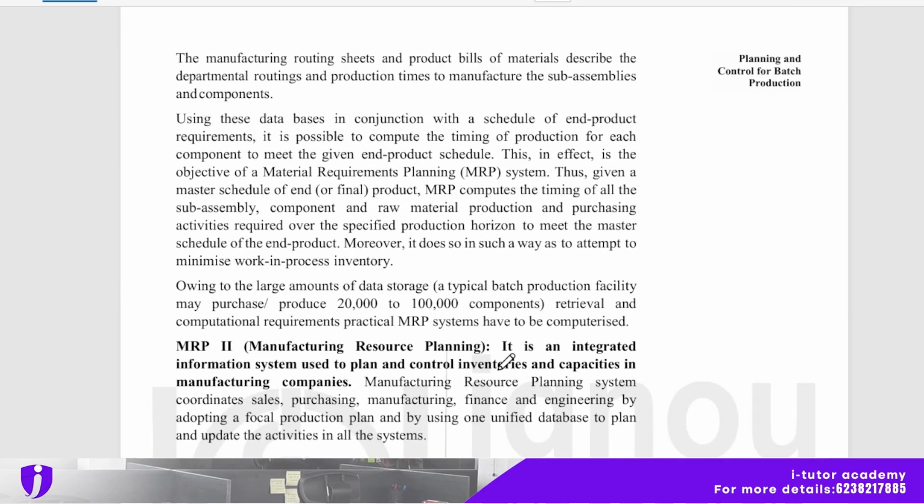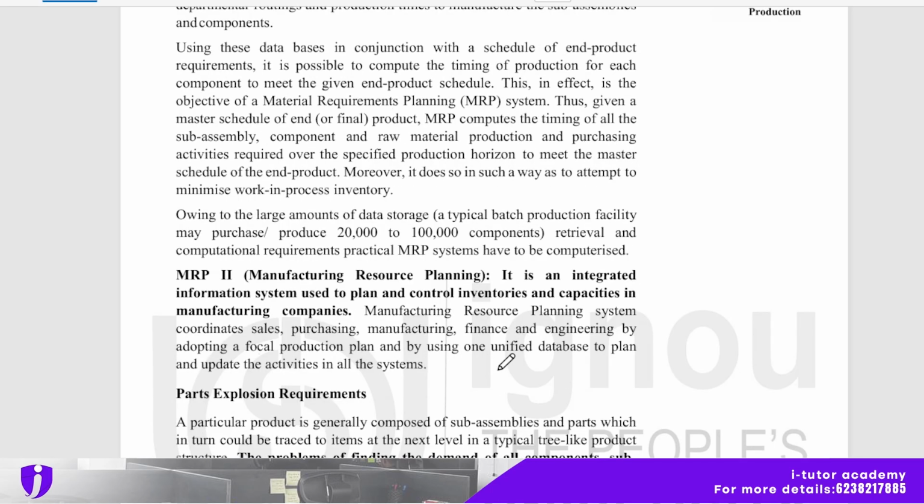The manufacturing routing sheets and product bills of materials describe the departmental routing and production time to manufacture the sub-assemblies and components. Using this database in conjunction with a schedule of end product requirements, it is possible to compute the timing of production for each component to meet the given end product schedule. This, in effect, is the object of a Material Requirement Planning, that is MRP, system.